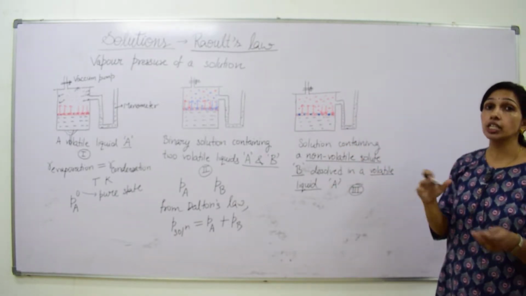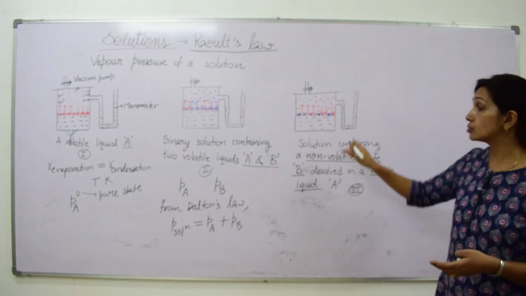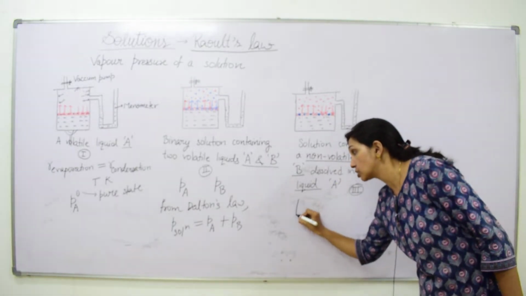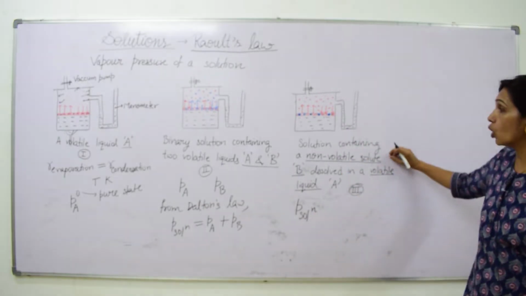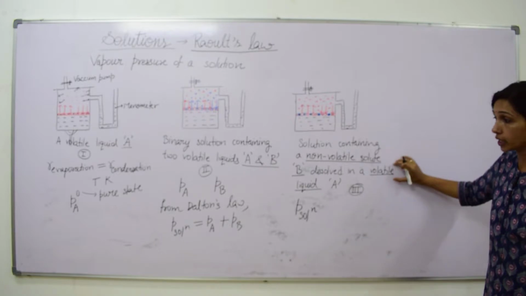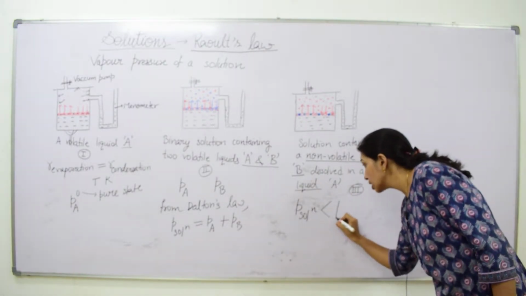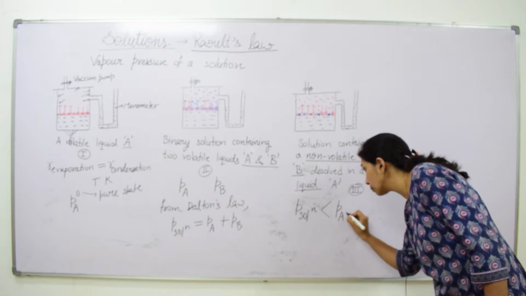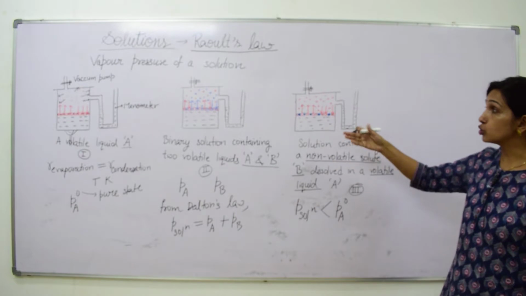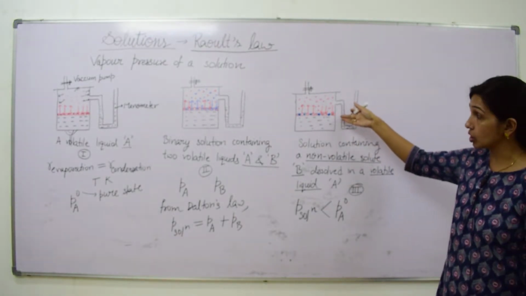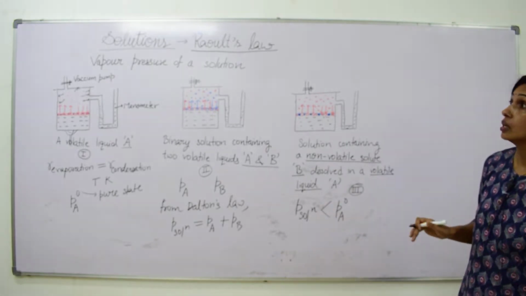Due to this decreased rate of evaporation, the amount of vapor decreases, and lastly the vapor pressure decreases. So, for a solution having a non-volatile solute present in a volatile liquid, the vapor pressure of the solution is less than the vapor pressure of the liquid in its pure state, because the non-volatile solute particles decrease the evaporation, and therefore vapor pressure also decreases.